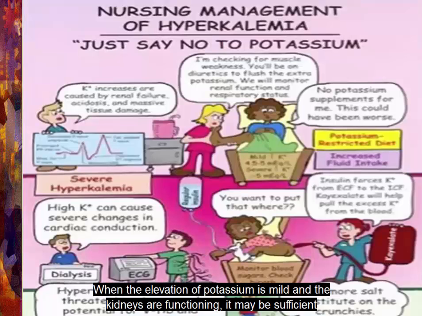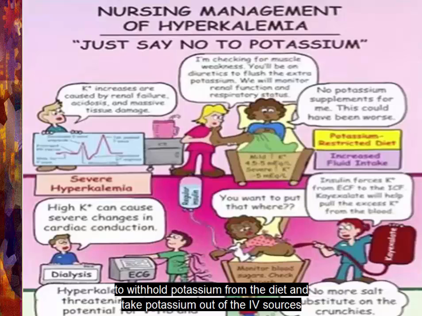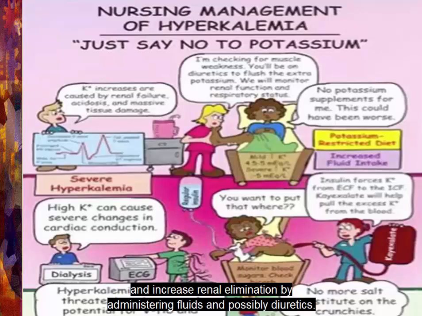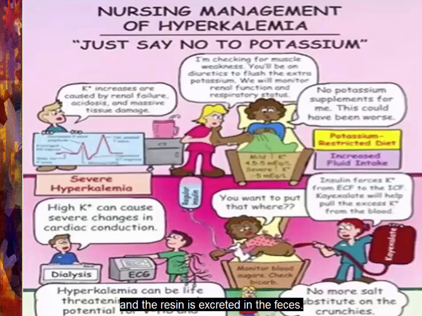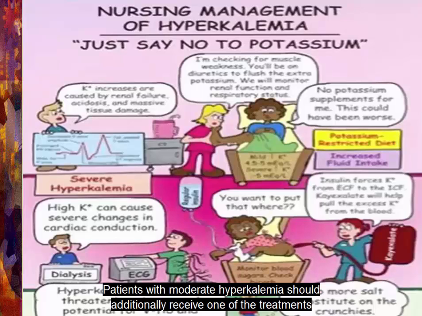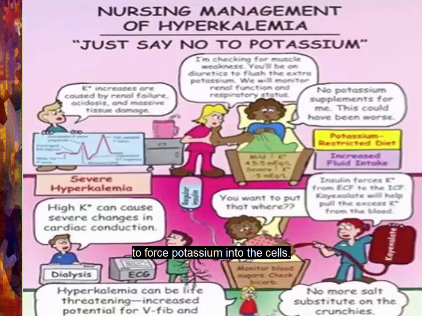When the elevation of potassium is mild and the kidneys are functioning, it may be sufficient to withhold potassium from the diet and take potassium out of the IV sources and increase renal elimination by administering fluids and possibly diuretics. Kayexalate is administered orally or rectally and binds potassium in exchange for sodium, and the resin is excreted in the feces. Patients with moderate hyperkalemia should additionally receive one of the treatments to force potassium into the cells.